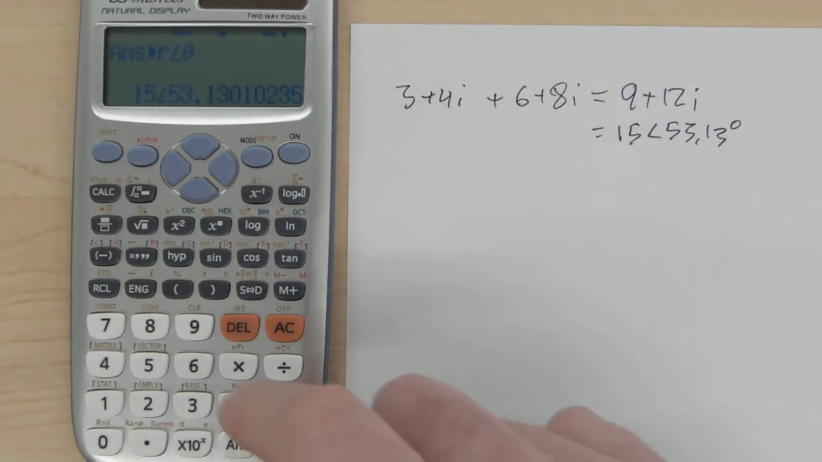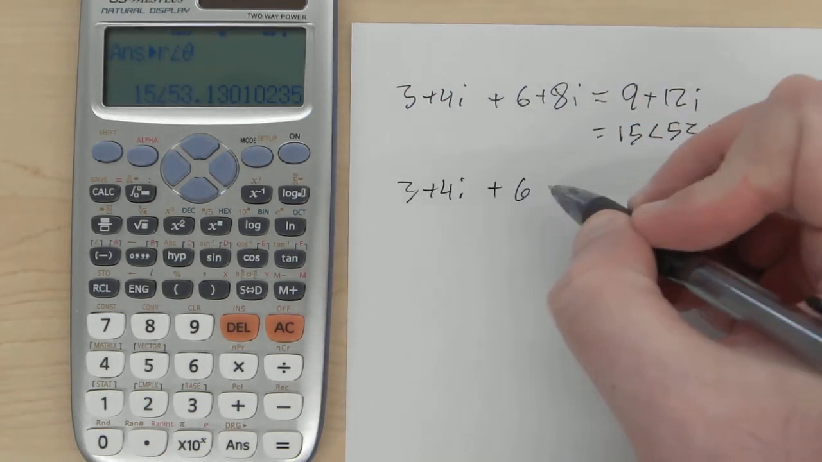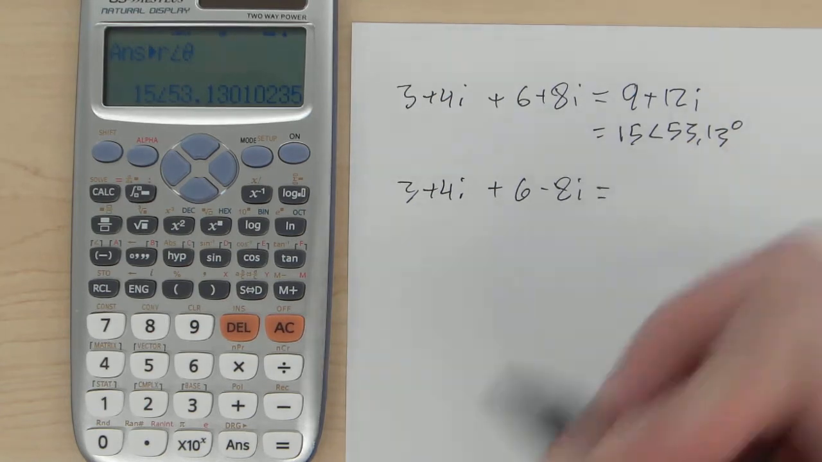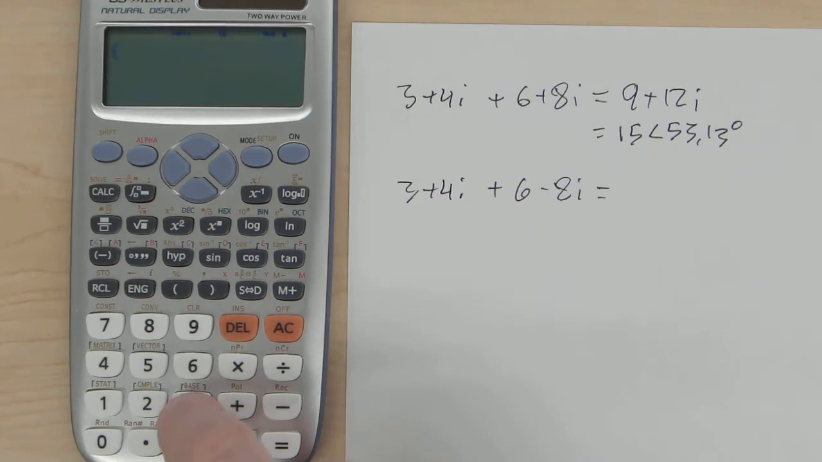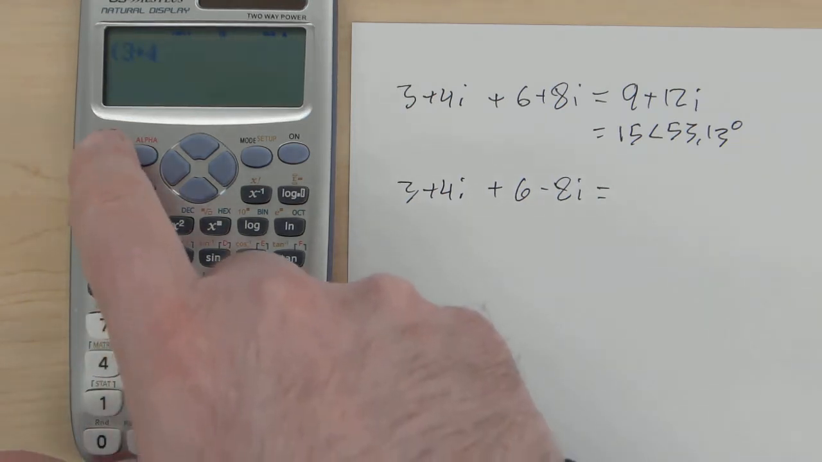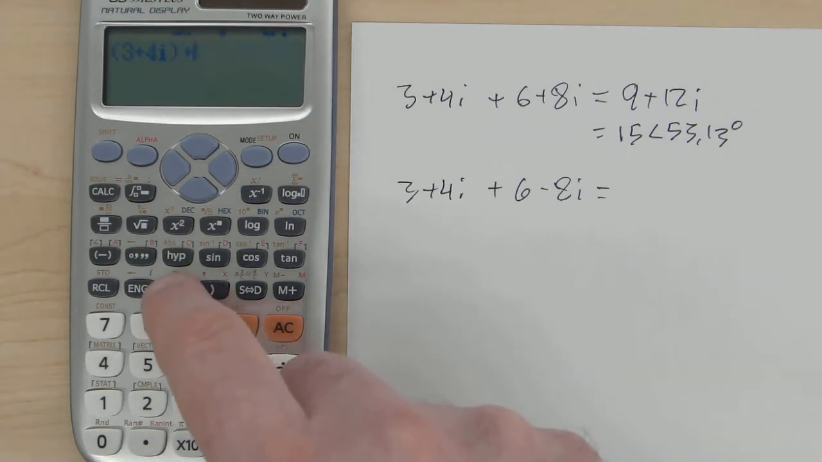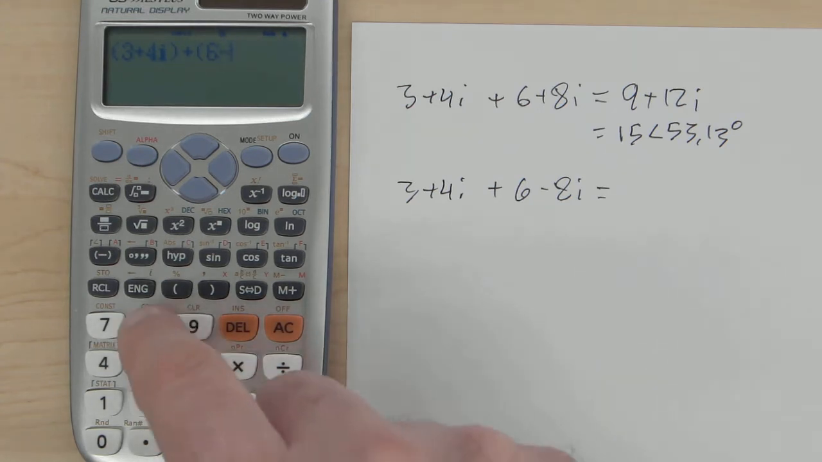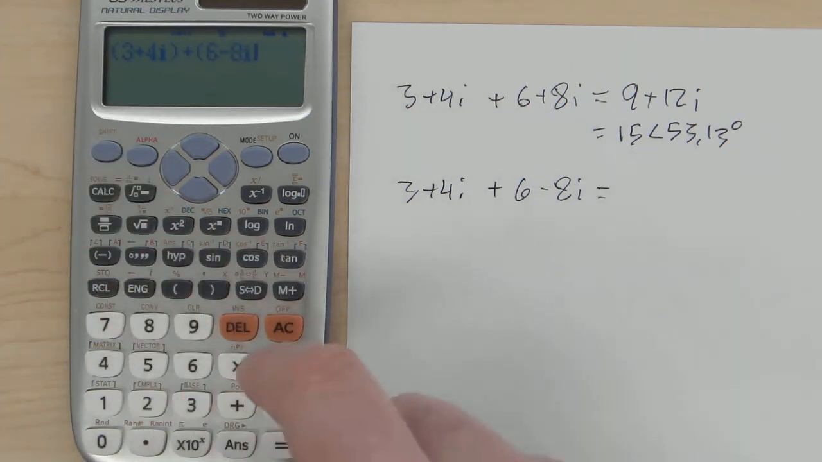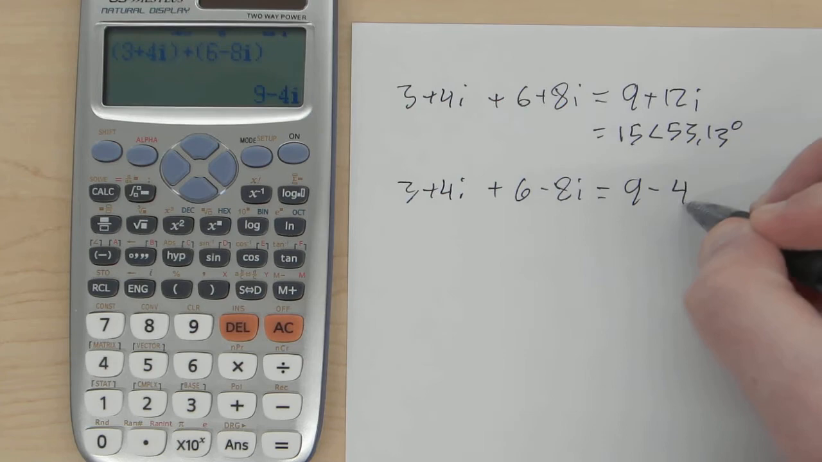So let's try another calculation. How about 3 plus 4i plus 6 minus 8i? What is that? So again, first number goes inside parentheses, 3 plus 4i. And I'm going to add this to, again, parentheses, 6, and now we say minus 8i, close parentheses, and let's find out what that equals, and that's 9 minus 4i.